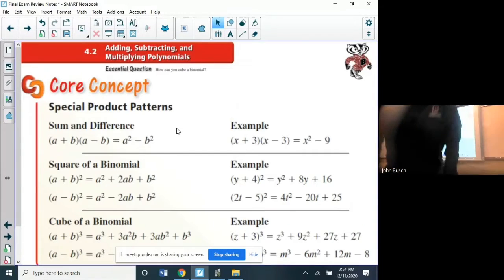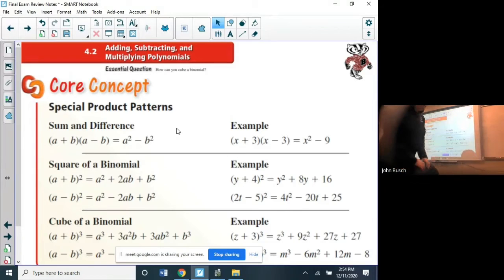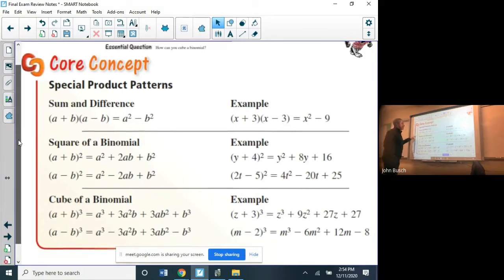Okay, let's do the next one. This should be the last one. So this last section, here's some patterns.